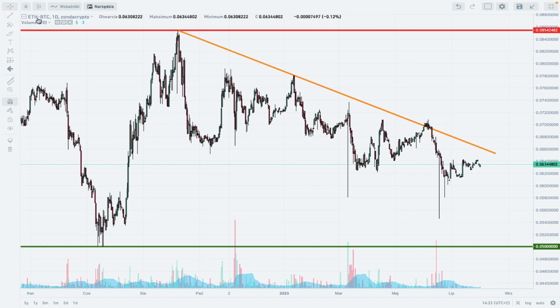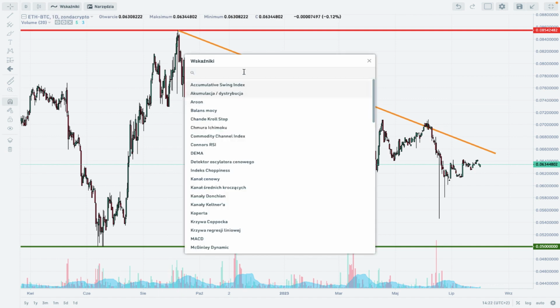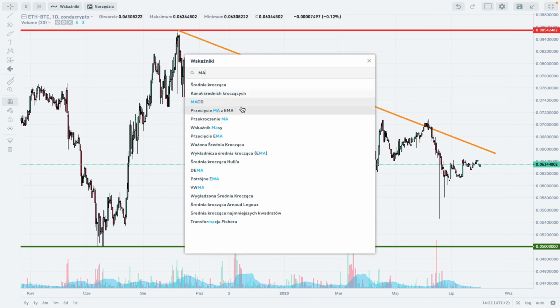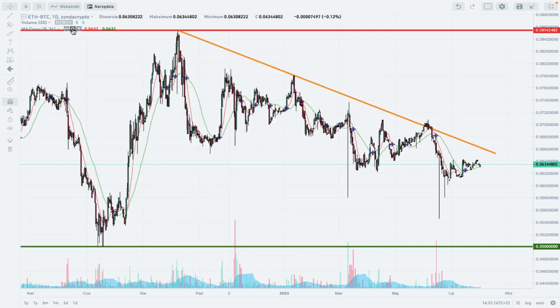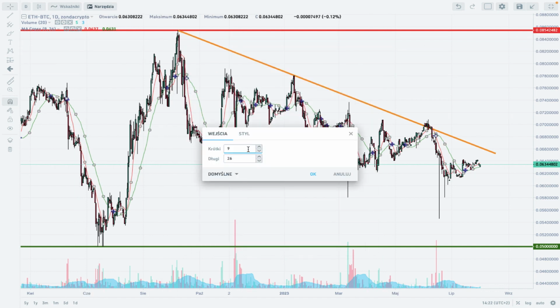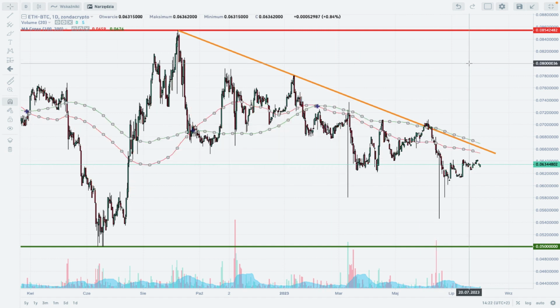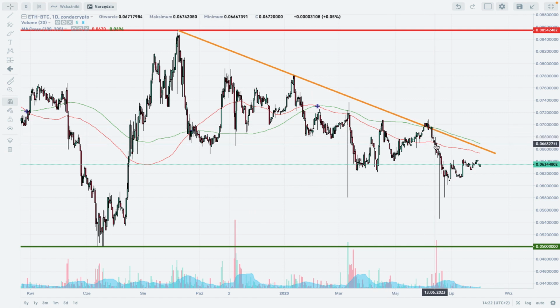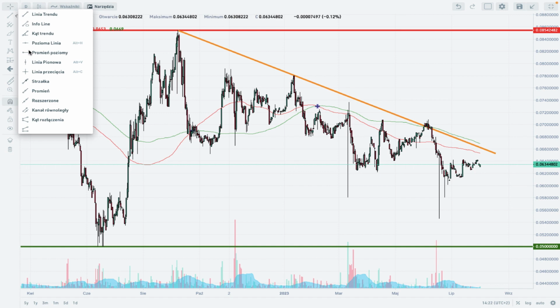What else can we add to make a full picture of this analysis? Of course, the MA crossover. We are going to use the 100 and 200 days moving averages. The first one is 100 and the other one is 200 moving average. Right now we are trading below both the 100 and 200 moving average. The trend line is just in the middle of these moving averages as well.